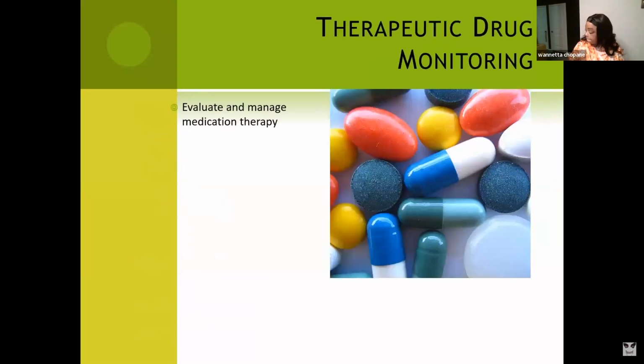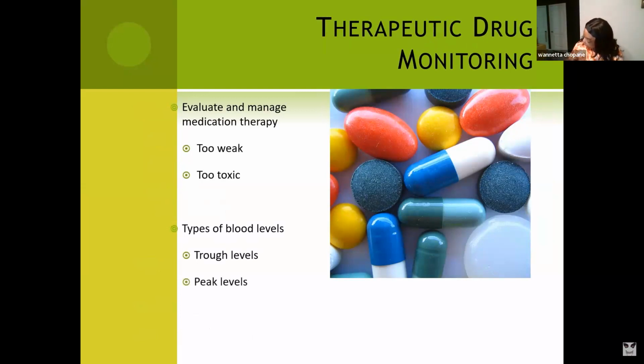Now let's talk about therapeutic drug monitoring. Evaluate and manage medication therapy. Now, this is determined if the medication that the patient is on is too weak or too toxic for the patient. And also we do types of blood level checks, which is usually a trough level, when the drug level in blood is collected when the lowest serum concentration is expected. That is usually just before the next dose. And also peak levels. And this is usually 15 to 30 minutes after the medication has been given. The highest level of drug is expected at that time.